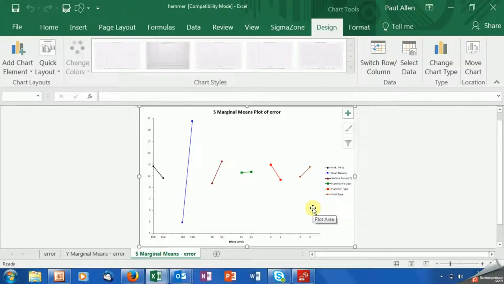So the river density is the most influential variable for controlling the consistency, the standard deviation of the process. And of course, what we're always trying to do is minimize it. So we always want to be at the bottom end of this graph. The scale up the side is whatever you were measuring, and we were measuring millimeters. The scale across the bottom is where you set that particular variable. So river density went from 100 to 120 in this case. So you can see that.